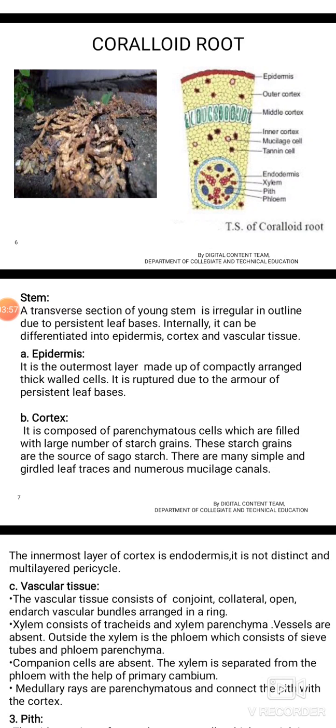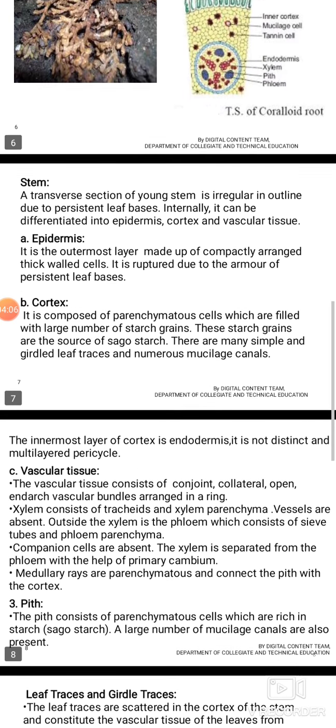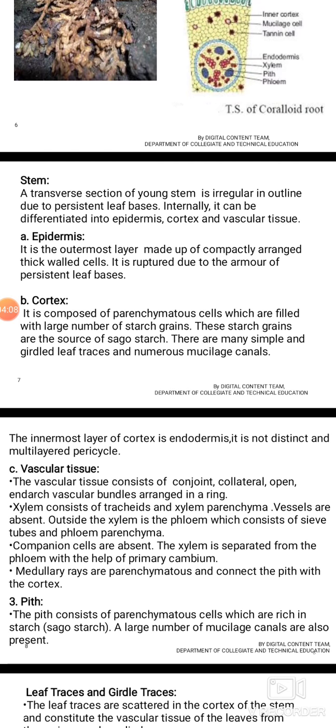The second region is cortex. It is made up of parenchymatous cells which are filled with a large number of starch grains. These starch grains are the source of sago starch. There are many simple and girdle leaf traces and numerous mucilage canals. And the innermost layer of the cortex is the endodermis. It is not distinct, and there is a multi-layered pericycle.